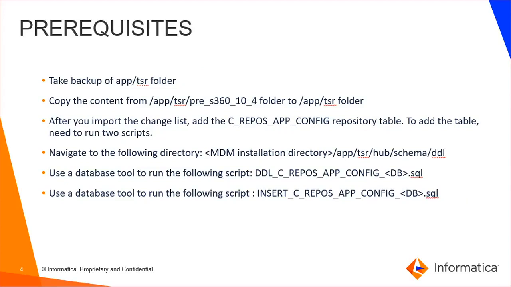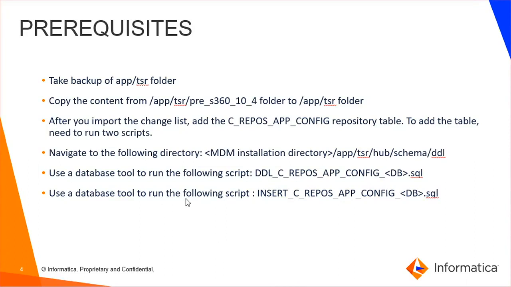Coming to prerequisites, there are a few points that we need to keep in mind before running the installer. Since we are installing a legacy portal, we need to replace content with pre-S360 content. For this, take a backup of app TSR folder, copy the content of pre-S360 to TSR folder. Since we have already imported the change list, we will need to create the table crepos app config in the same ORS.